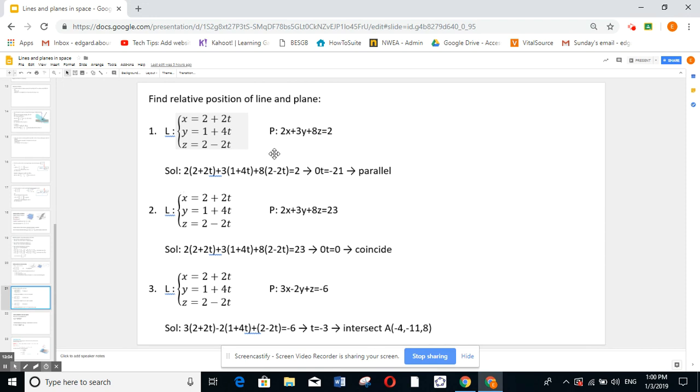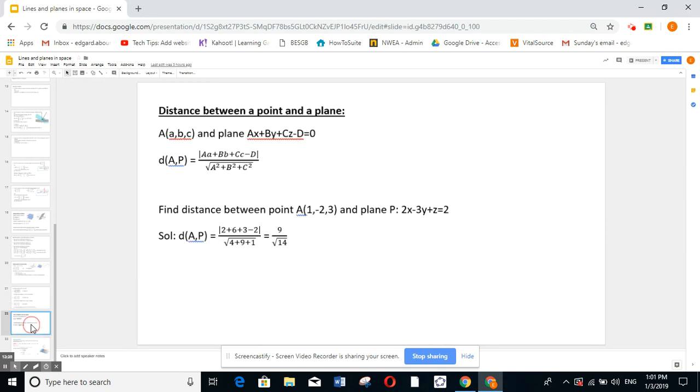If you solve, you're going to get, for example, 0t equals a number which is not 0. It means impossible: the line and plane are parallel. If you replace x by its value, y by its value, z by its value, and you get 0 equals 0, infinitely many solutions, it means the line is inside the plane. If you replace x, y, z like this one, you're going to get a value of t, so they intersect. To find the intersection, you replace t by minus 3. You're going to get 2 minus 6, 1 minus 8, 2 plus 6, sorry, it will be 8. This is the point of intersection.